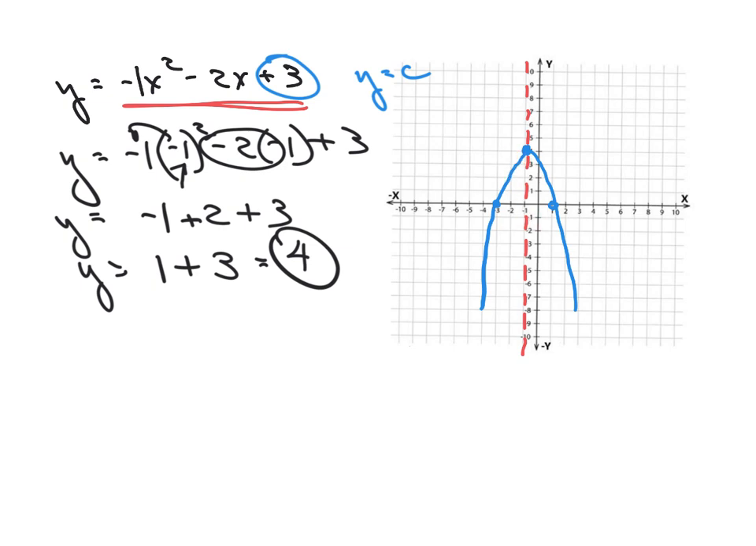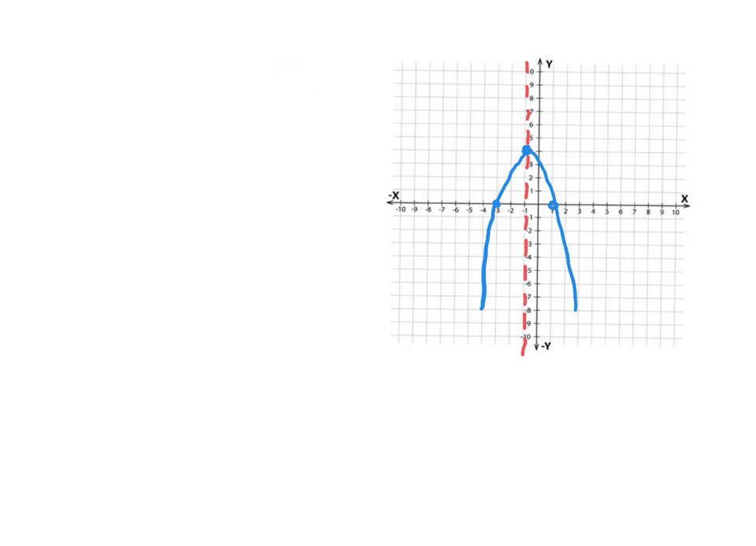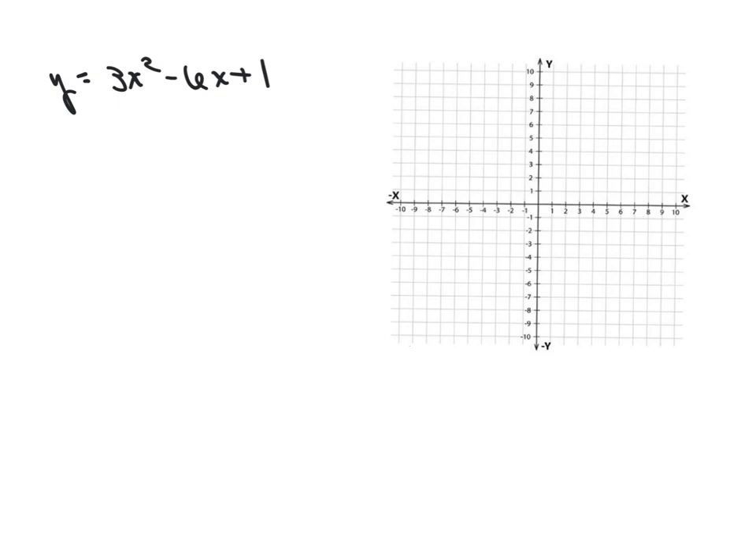So it gives me a whole bunch of points, knowing that it's going to be the same on both sides of that asymptote line. All right, so let's keep going here with example number 3, which is y equals 3x squared minus 6x plus 1. Okay, so let's find the x-intercepts. Let's find where this crosses this line here.